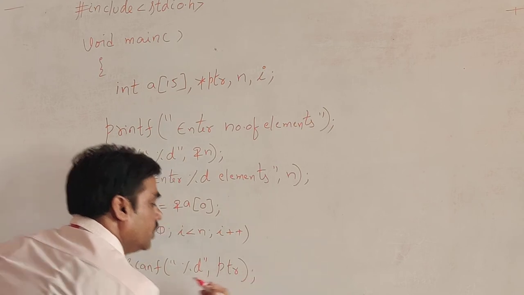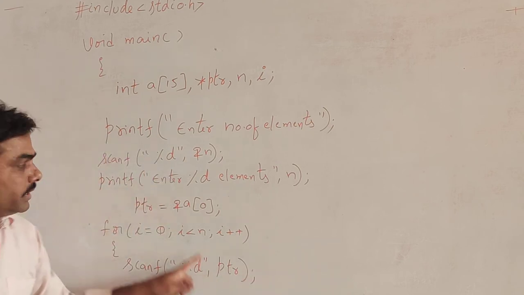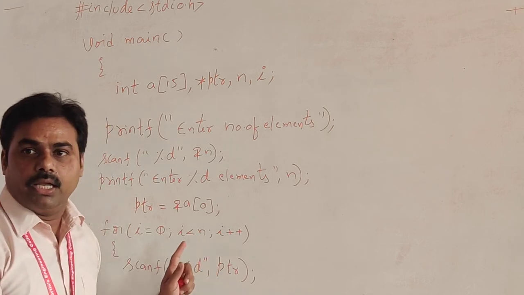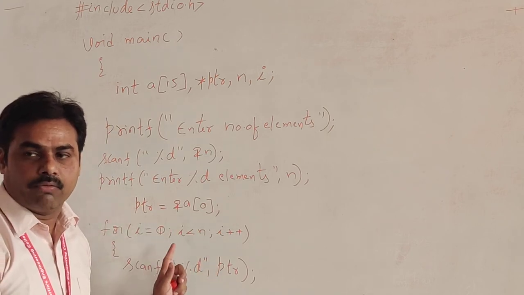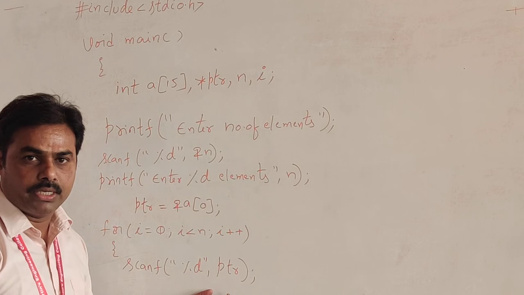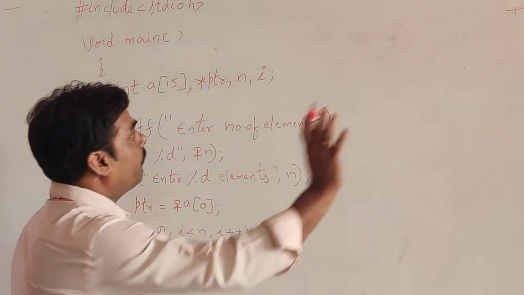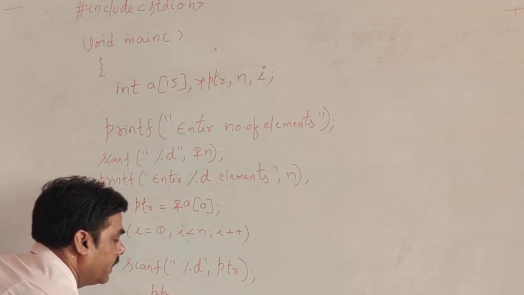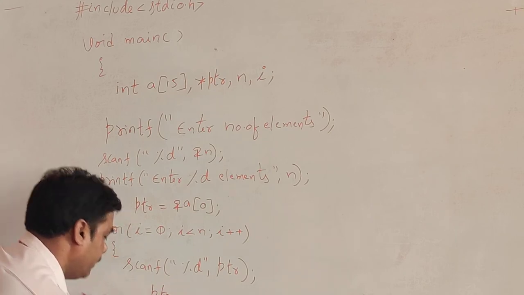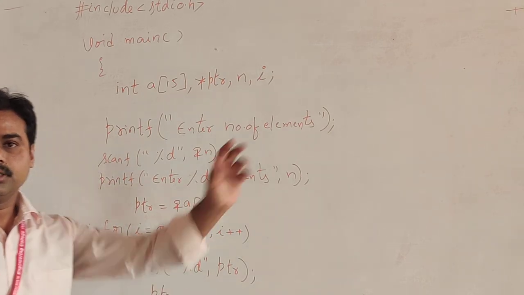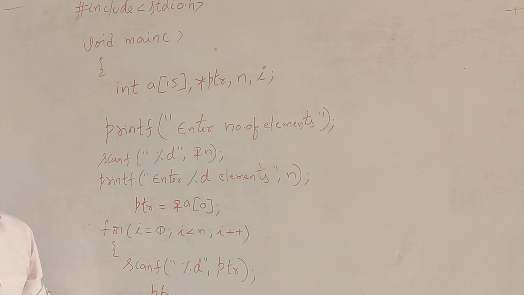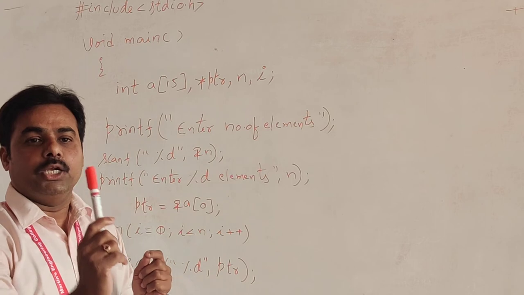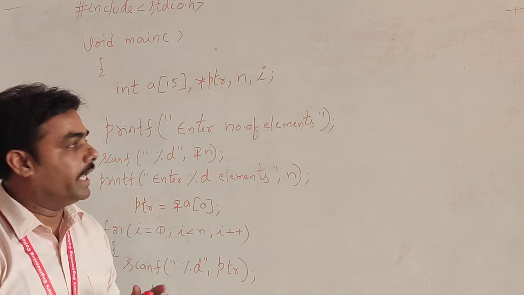So ptr is holding the starting address of the array, that is nothing but the base address. The base address will be stored in the pointer, and with the help of the pointer I am supposed to read the value. After that, the pointer points to the next location. How to do that? The ptr value will be incremented with the help of the pre-increment operator. That means now the pointer is pointing to the next memory location of the array.